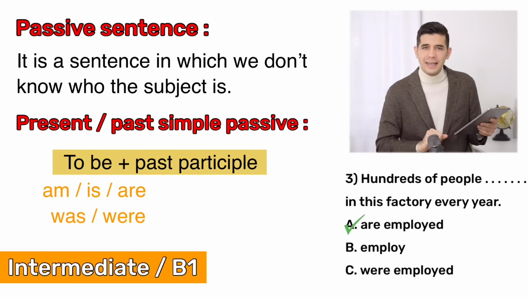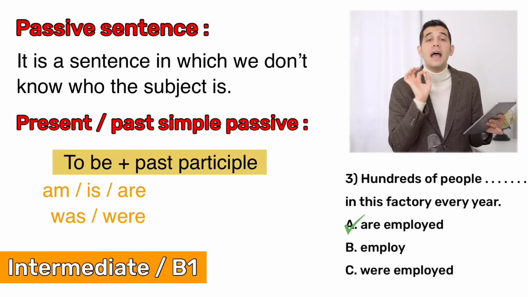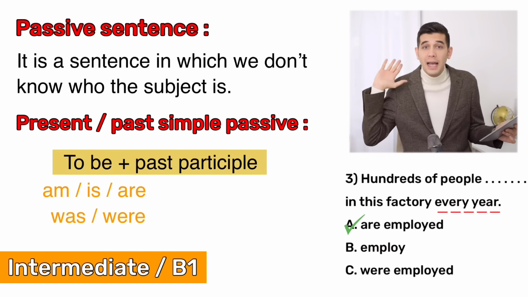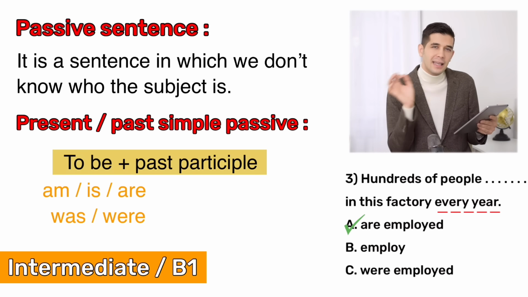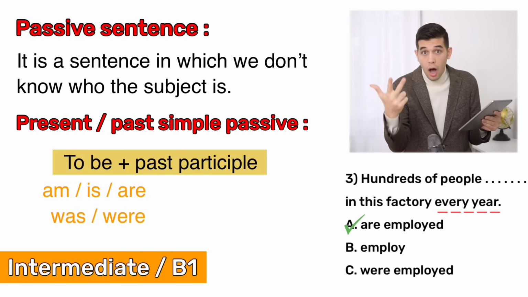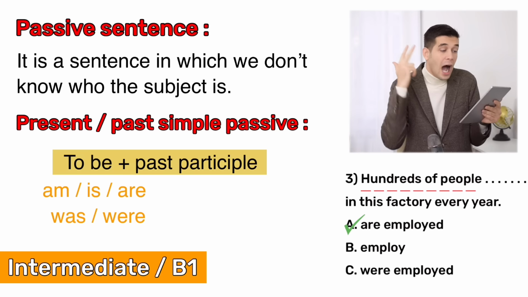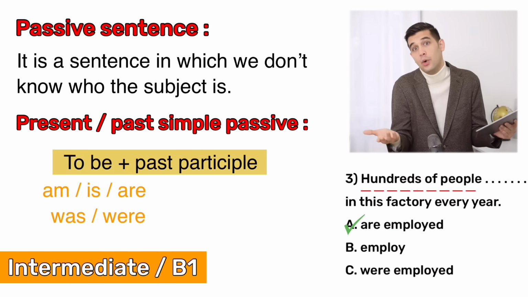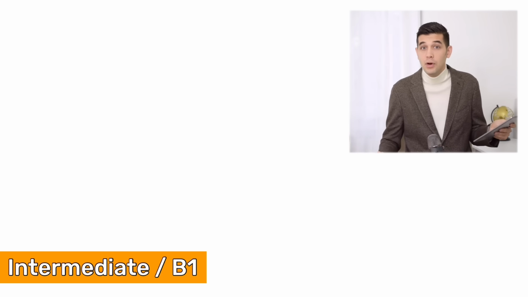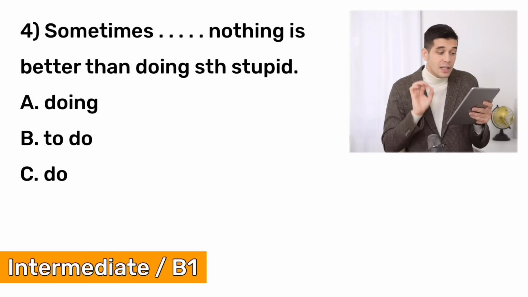Now, look at the question again. At the end of the question, we have every year. So it's not past, it's present. In the gap, we need to use am, is, or are. We're talking about hundreds of people. It's plural, so are employed. Moving on to question number 4.